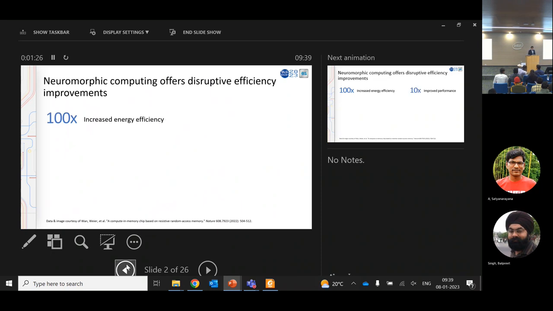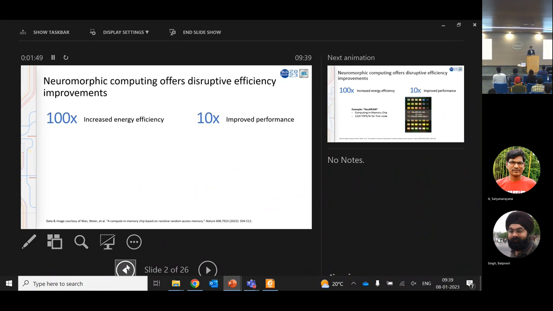The promises you will find in literature are quite bold here. You'll find something like 100x increased energy efficiency, which would be huge, right, if we could get this. Also, you find 10x improvements in terms of performance, for instance for latency for computing models. And the core question is: are these just some bold claims from scientists, or is it really achievable?